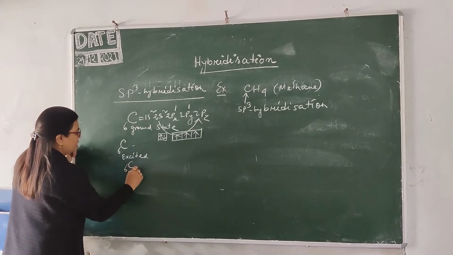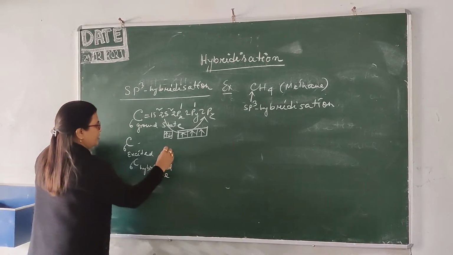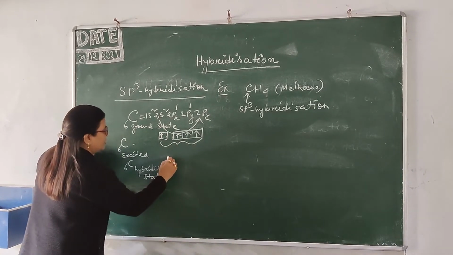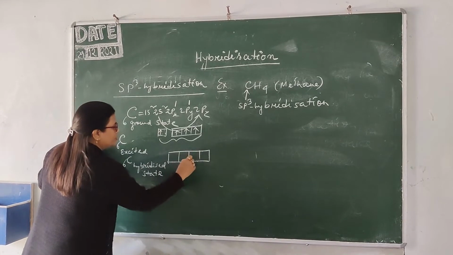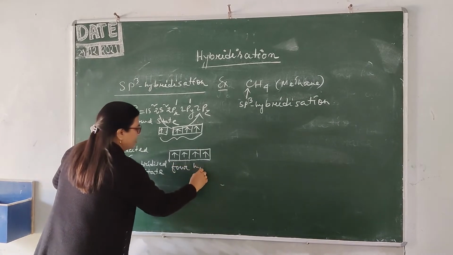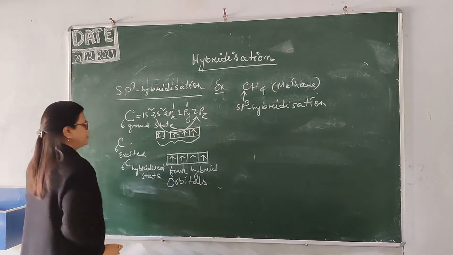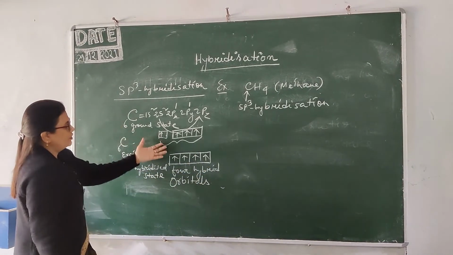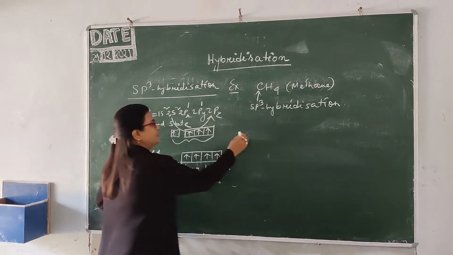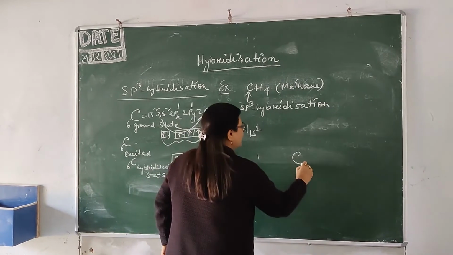In the hybridized state, these 4 orbitals will take part to form completely new 4 hybrid orbitals. Now, these four hybrid orbitals, each containing a single electron, combine with the hydrogen 1s1 orbital to form 4 bonds. Suppose like this.